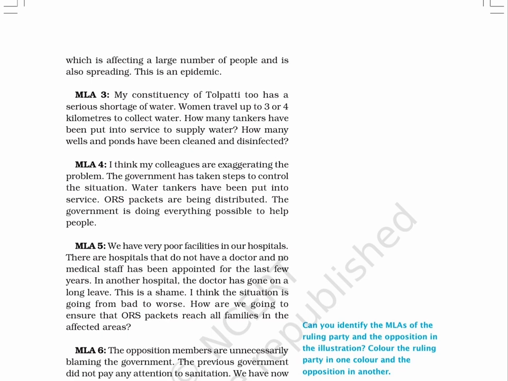MLA 4. I think my colleagues are exaggerating the problem. The government has taken steps to control the situation. Water tankers have been put into service. ORS packets are being distributed. The government is doing everything possible to help the people.